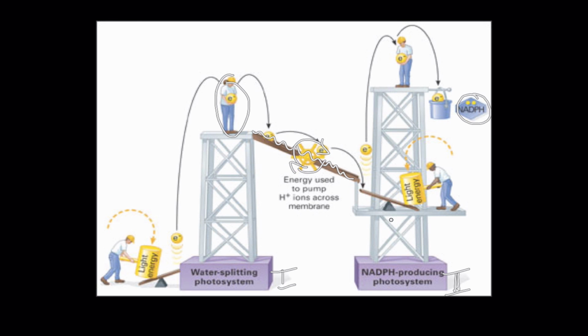So I hope between those two different diagrams you can see the chain reaction combination of situations here that are allowing light energy to be converted to the chemical energy of ATP and NADPH, which is going to be critical for the Calvin cycle, which is what's coming up next.